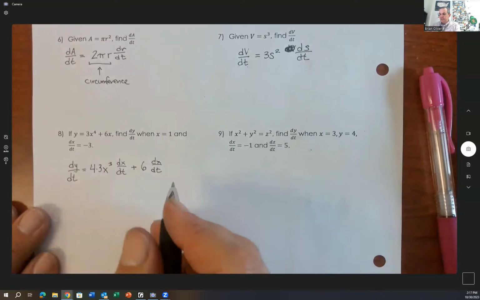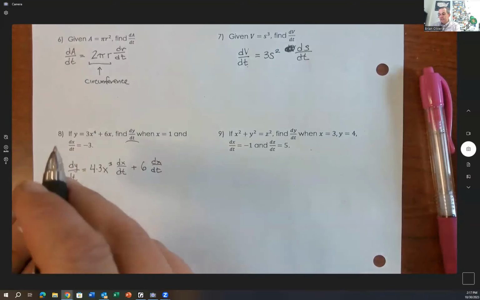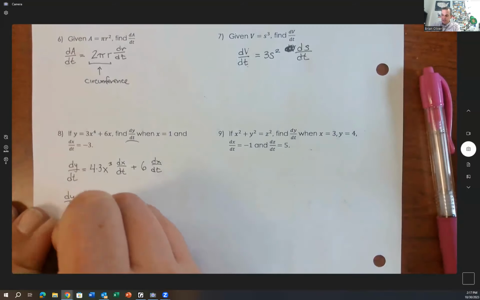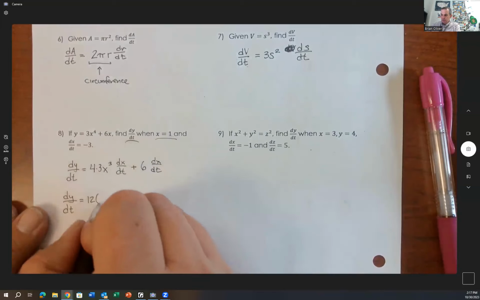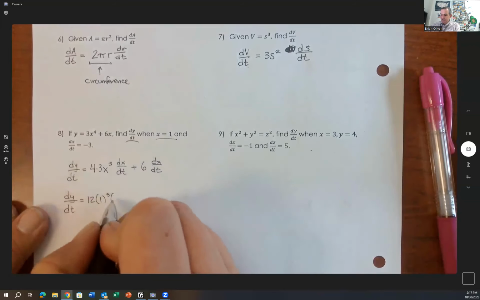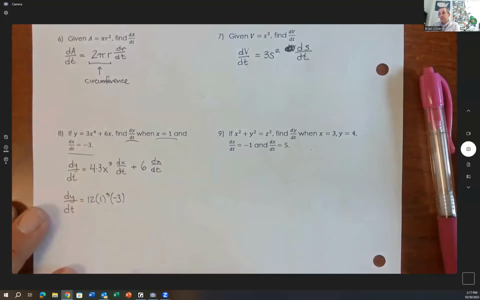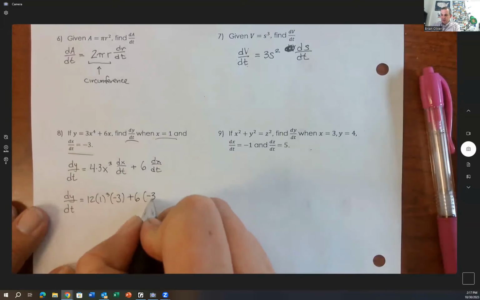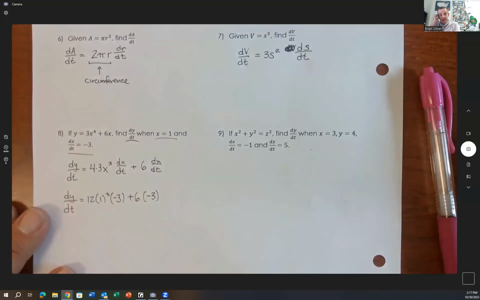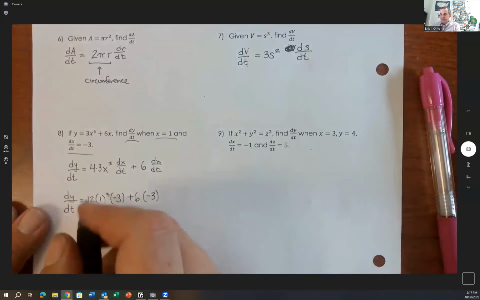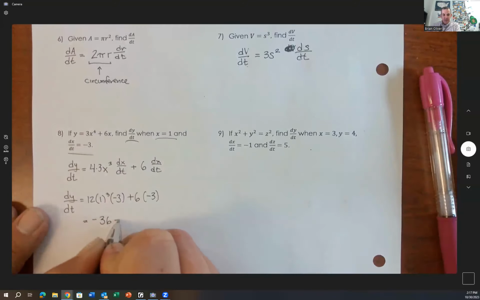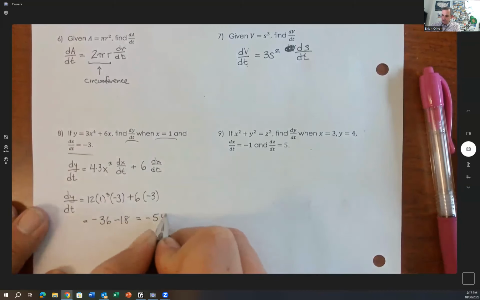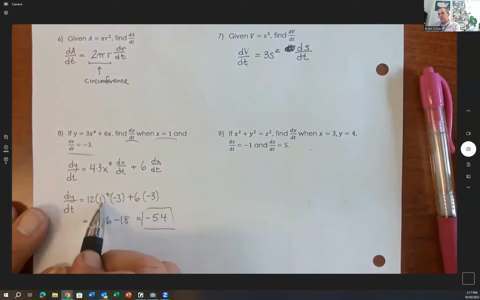So now what we need to figure out is the value of dy/dt, and it gives us all these things to plug in. So dy/dt equals 12, 4 times 3, x cubed, where x is 1, so 1 cubed, times dx/dt, which is -3, because it's telling me dx/dt is -3, plus 6 times -3. If I simplify this, it becomes -36 minus 18. The answer is -54. 12 times 1 is 12, 12 times -3 is -36, 6 times -3 is -18.